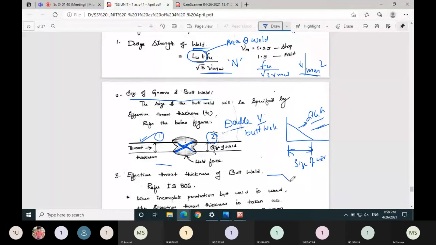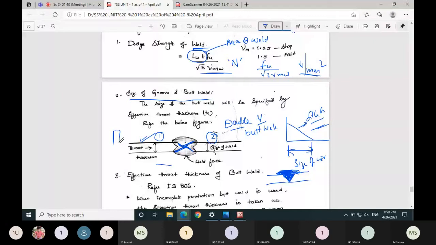There can be a single V also. This is how the weld is going to look. So if you can see, there is only one V here in the weld, right? So the name comes from the shape in which you cut the metal. This metal is cut with a chisel.